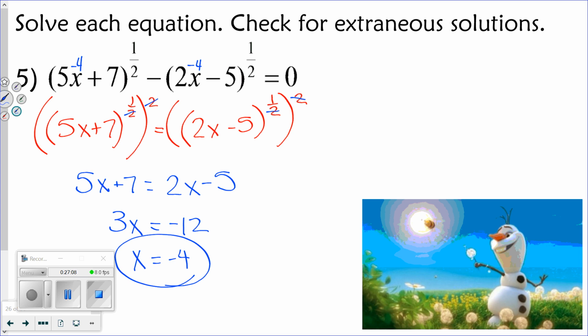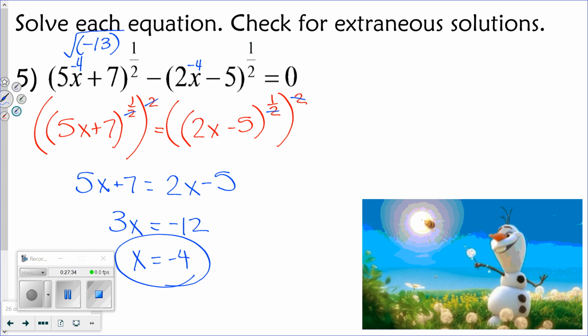Does that mean it's not a good answer? Doesn't necessarily mean it's a bad answer. Let's take a look and see what it means. What's 5 times negative 4? Plus 7 is negative 13. The problem is negative 13 and the 1/2 means the square root of negative 13, which is an i. Your calculator can't handle that.